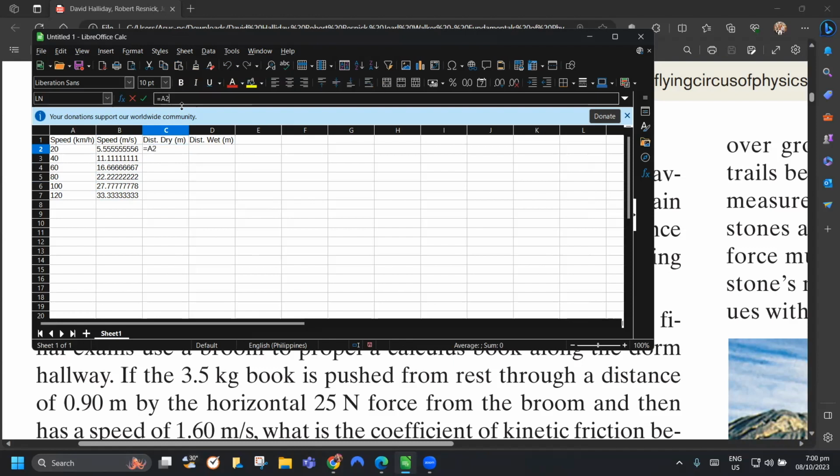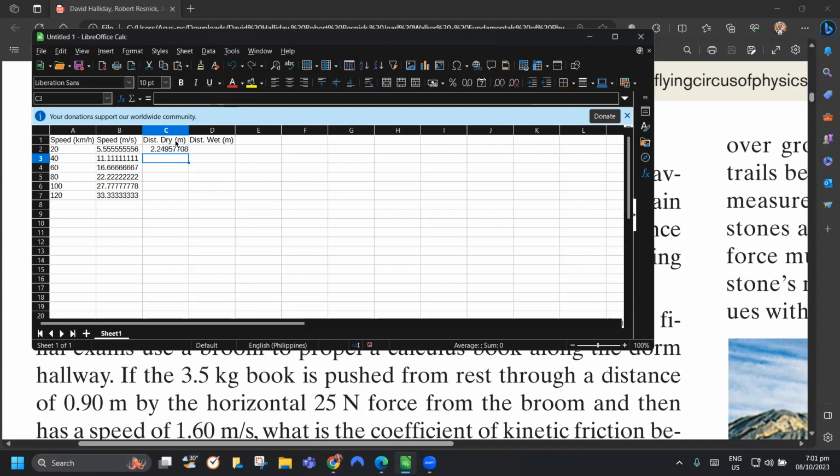So V square: equals, open parenthesis, the speed squared, close parenthesis, over, open parenthesis, mu dry 0.7 times g, 9.8. Check the formula: V squared over 2A is equal to D, so there's a 2 there. 2 times 0.7 times 9.8. Then enter and then drag down.